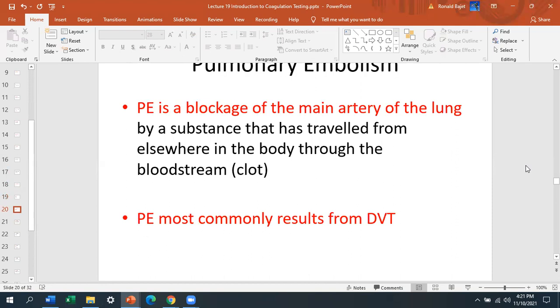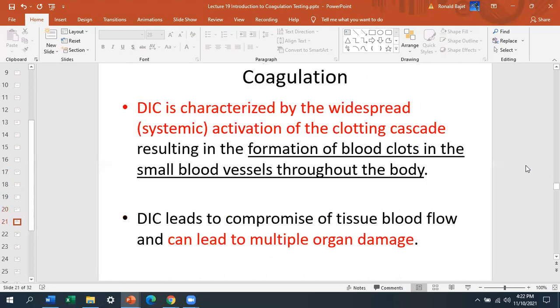PE, or pulmonary embolism, is blockage of the main artery in the lung by a substance that has traveled from elsewhere in the body through the bloodstream. So a clot has broken off a piece. That piece is now floating around in your blood, and if it ends up in the lung and causes a blockage and that causes problems, you can have pulmonary embolism. So PE most commonly results from DVT. DIC is characterized by the widespread systemic activation of the clotting cascade.